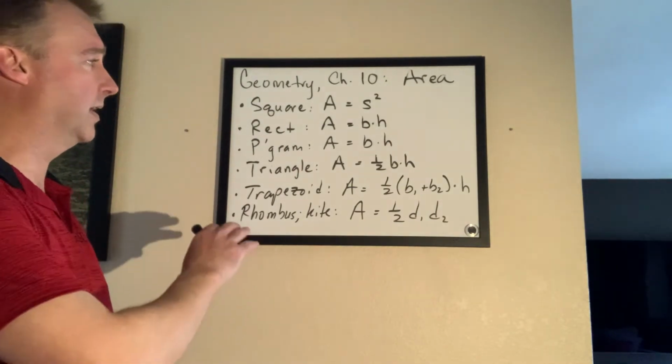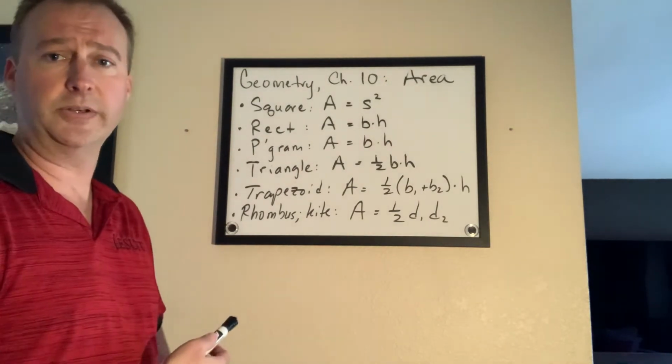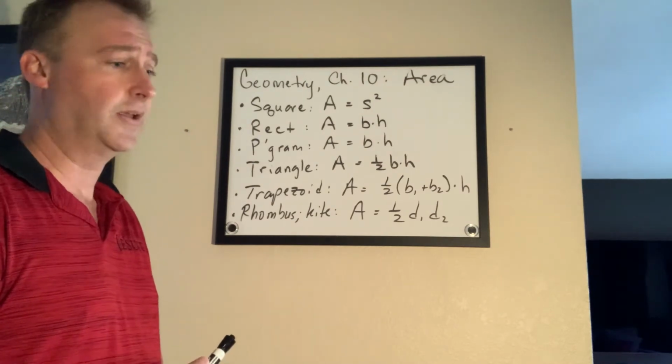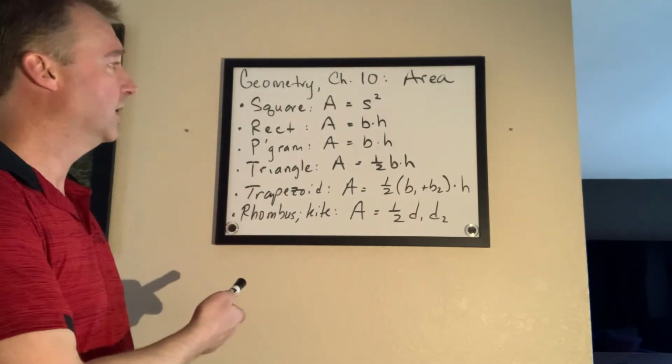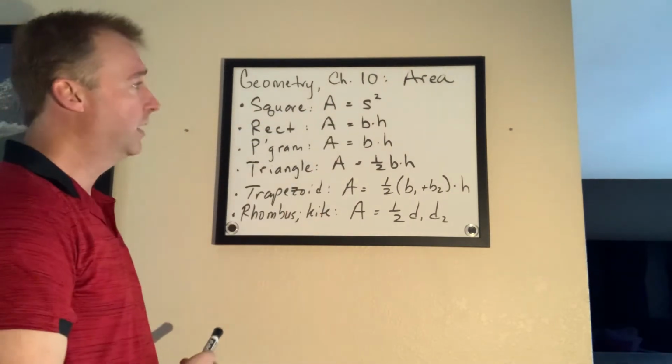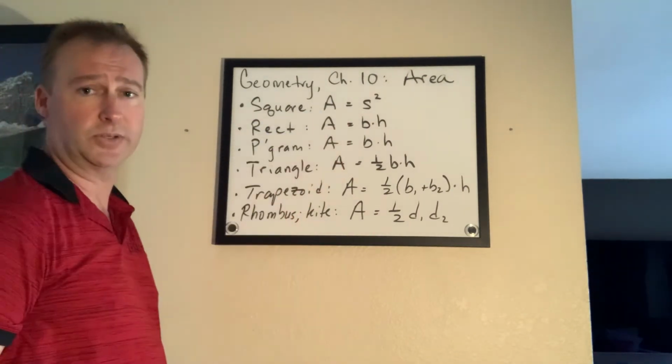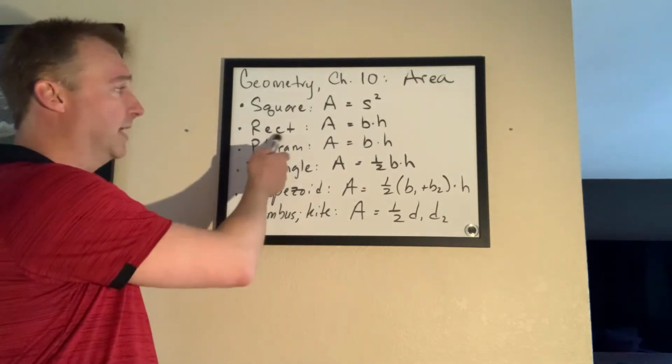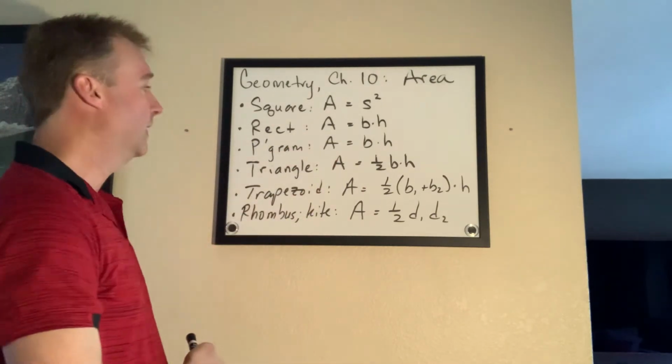So let's just take a second. I would encourage you to write these down on your homework just as a quick handy reference, a little cheat sheet. So let's go through them. Area of a square. Capital A is always going to be area. For a square, S is side, so side squared. Rectangle area is base times height.